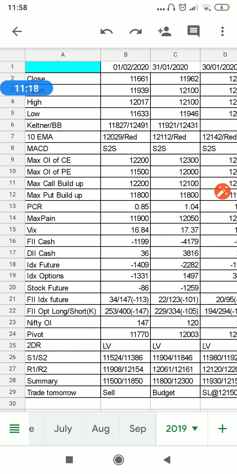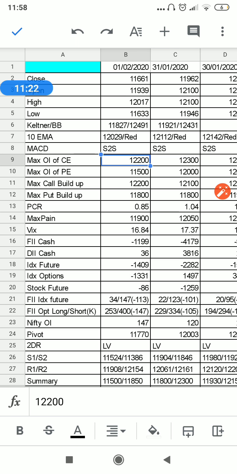Let's look at the open interest. For next week, maximum call writing is at 12,200 and put writing is at 11,500. The call buildup yesterday was maximum at 12,200, which shifted from 11,100.